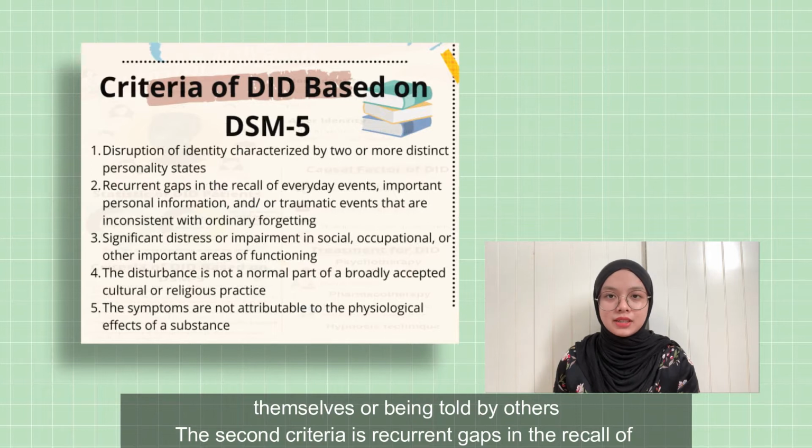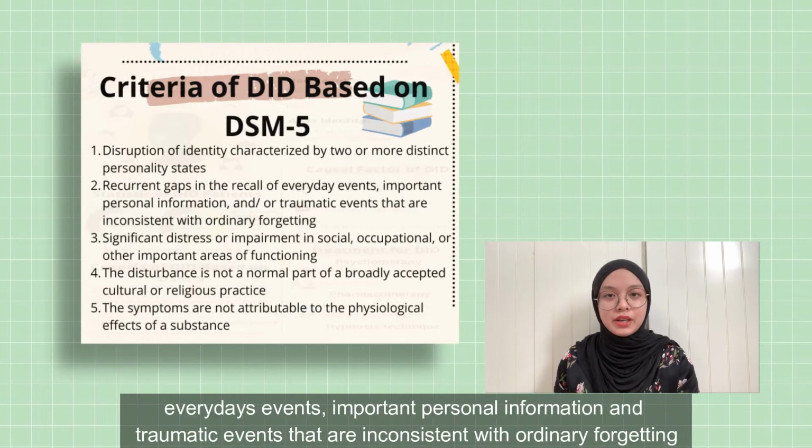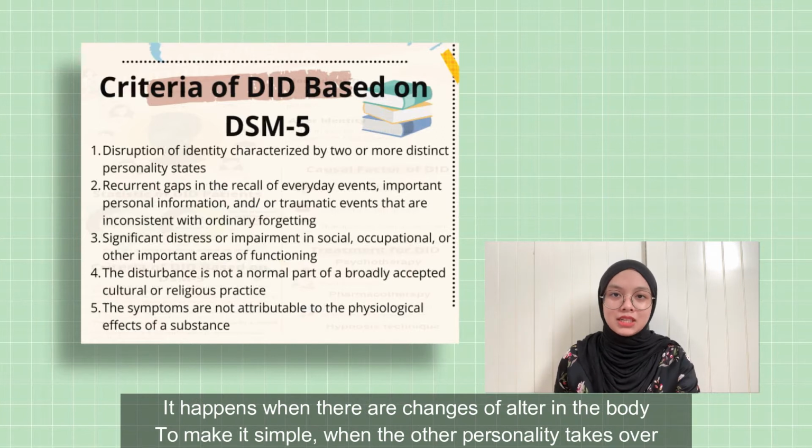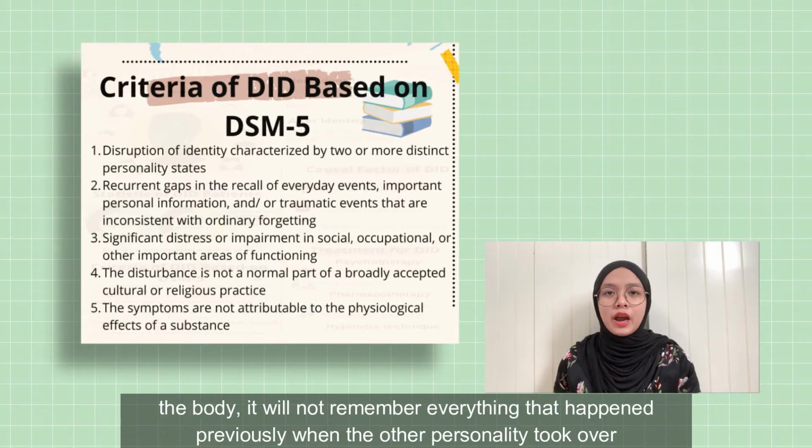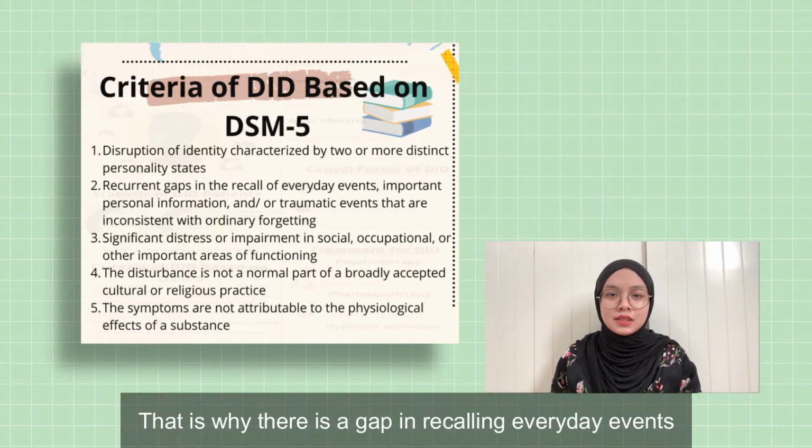The second criterion is recurrent gaps in the recall of everyday events, important personal information, and traumatic events that are inconsistent with ordinary forgetting. It happens when there are changes of alter in the body. To make it simple, when another personality takes over the body, it will not remember everything that happened previously when the other personality took over. That is why there is a gap in recalling everyday events.